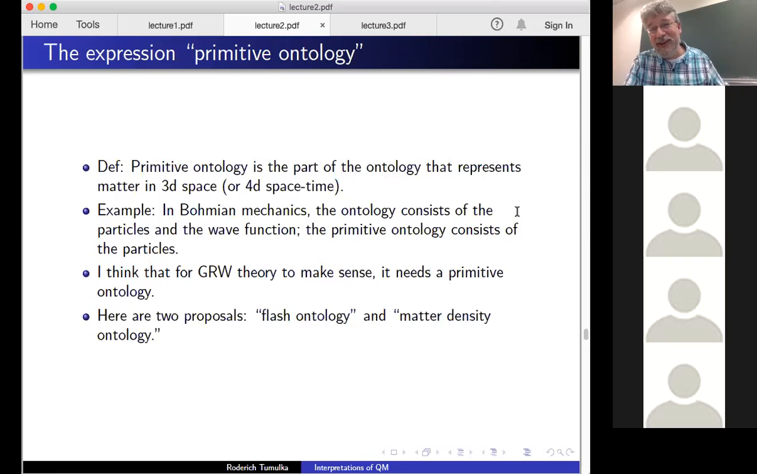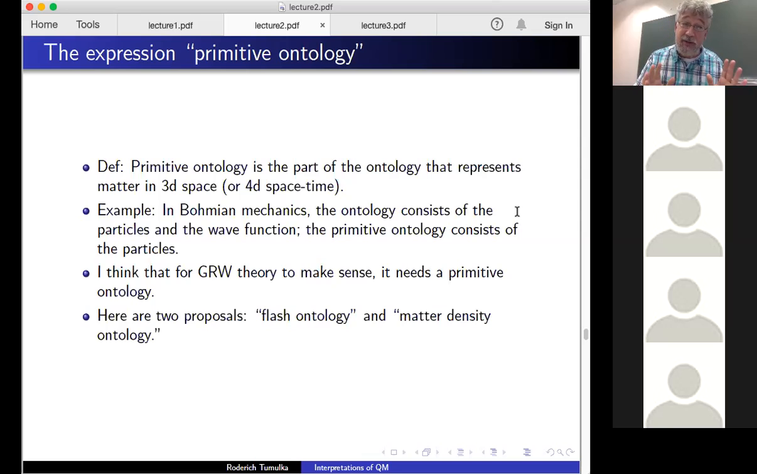Now, another concept that I need to talk about is the primitive ontology. So what does that mean? Primitive ontology is the part of the ontology that represents matter in three-dimensional space or four-dimensional space-time. For example, in Bohmian mechanics, the ontology consists of the particles and the wave function, and of course space itself. Let's focus on the particles and the wave function. The primitive ontology consists of the particles, that is the stuff that's really in our three-dimensional space, whereas the wave function is the stuff in configuration space.